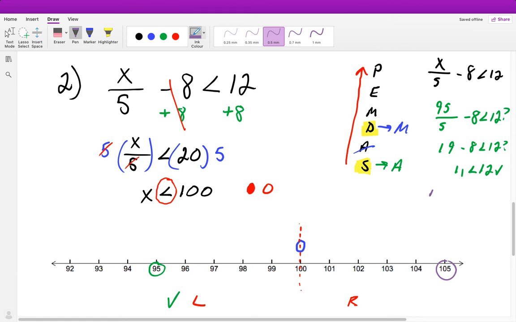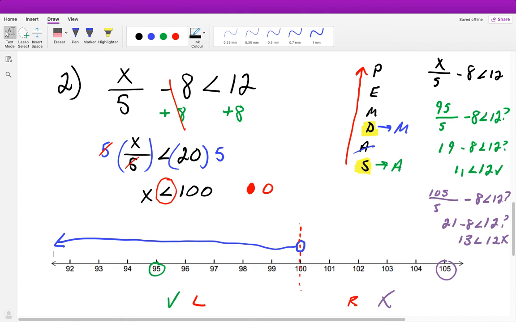Let's just plug in the other one just to be certain that it's not going to work. Well, 105 divided by 5 minus 8, is this less than 12? Well, 105 divided by 5 is 21, and 21 minus 8 is going to give me 13. 13 is not less than 12, so I know that this region does not work. So that means I need to draw my graph going to the left.